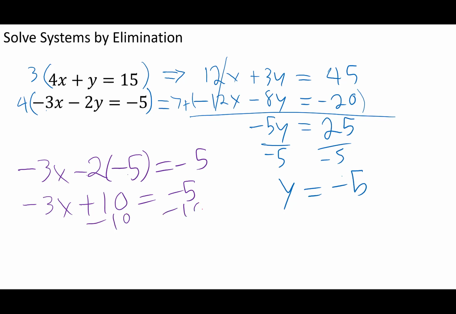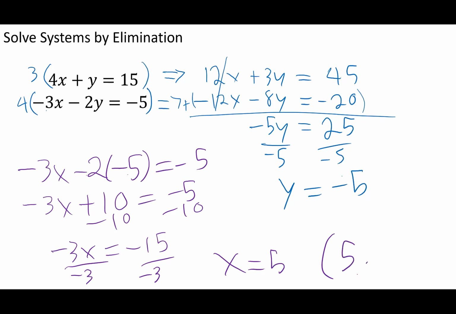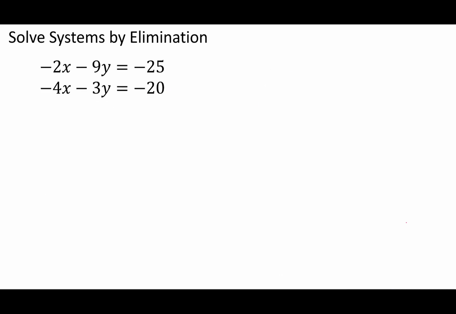Subtract 10 on both sides. -5 minus 10 is -15. Last thing to do is divide. And I get x is equal to positive 5. So my point is (5, -5). All right, we'll look at another one of these.